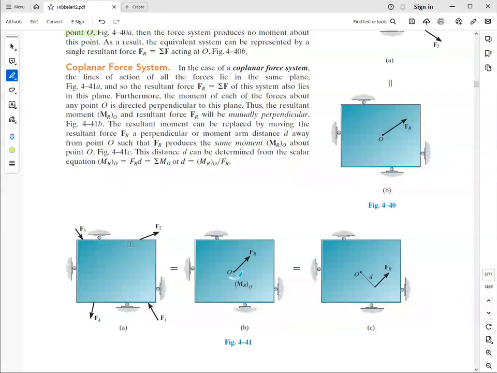Now, if these are no longer concurrent, I can evaluate the resultant force, and then about some point O, it could be the center of the slab, the sum of moments of the individual forces about that same point O. And I can further, as another equivalent system, show the resultant force offset from the point O by the amount D, such that this force is responsible for creating the resultant moment.